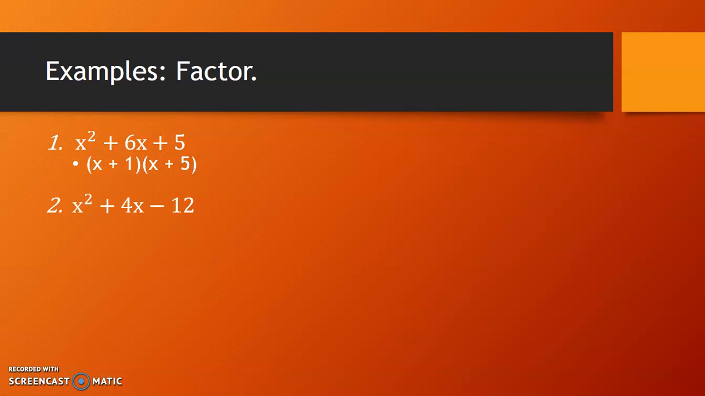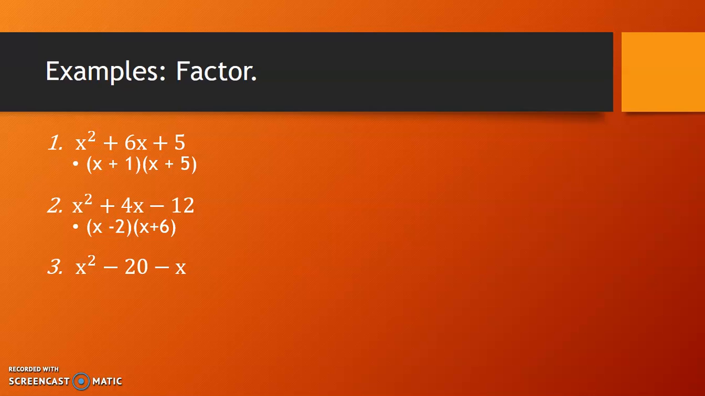For this one, when I see x squared plus 4x minus 12, I need 2 numbers to multiply to a negative 12 and add to a 4. So we'll have to have opposite signs here. Now factors of 12, there's a little bit more than just 1 and 12. You also have 2 and 6 and 3 and 4. So the ones that I know work would be negative 2 and positive 6, because if I multiply negative 2 times 6, I get negative 12, and if I add them, I get positive 4.